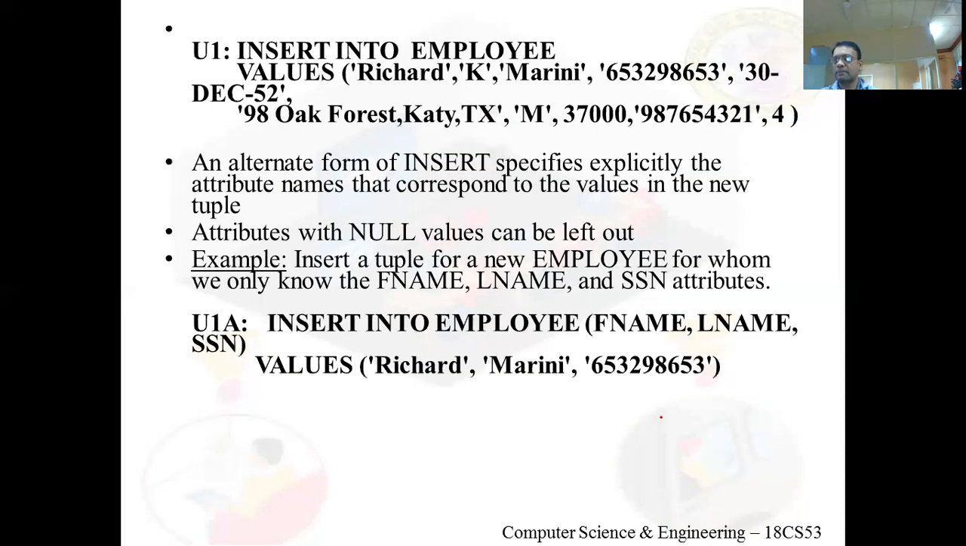So we have some examples here. Insert into employee values. According to the attribute order, we have to give the values. This is first name, middle initial, last name, SSN, date of birth, address, gender, salary, and this is the supervisor social security number. He works for department number 4. If this order is not followed, it will throw an error, because a mismatch of data types or attribute values will throw an error.